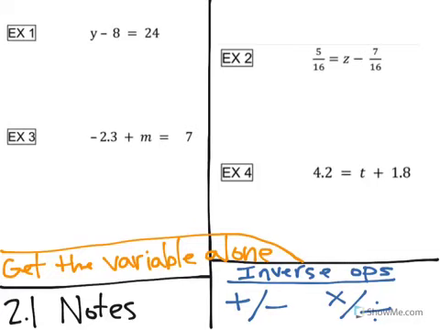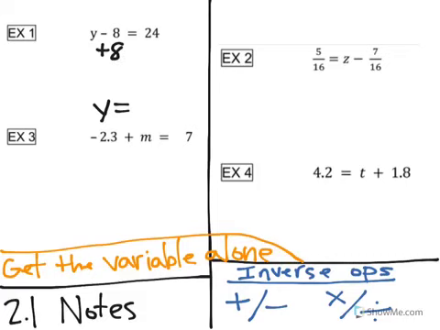So in example 1, what is our variable? Our variable is the letter y, and we want to get that alone on one side of the equation. In the end of this, we want to have y equals something. So in order to do that, we're going to use our inverse operations. So what's happening to the y? Well, we're subtracting an 8 from it. So taking a look down here, what undoes subtraction? Addition undoes subtraction. So we're going to add an 8 to this side.